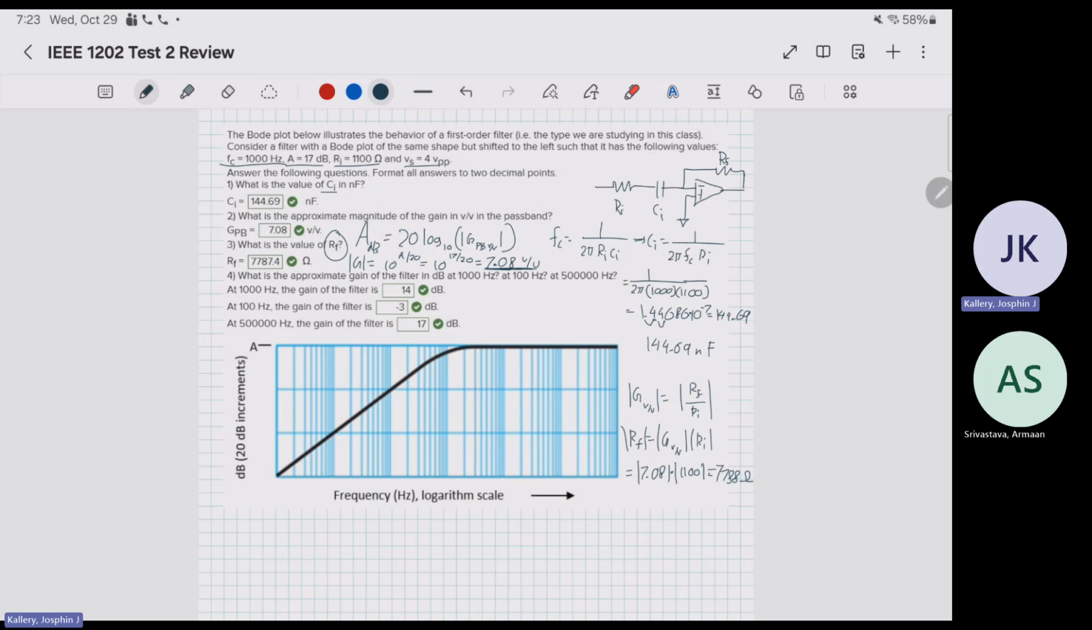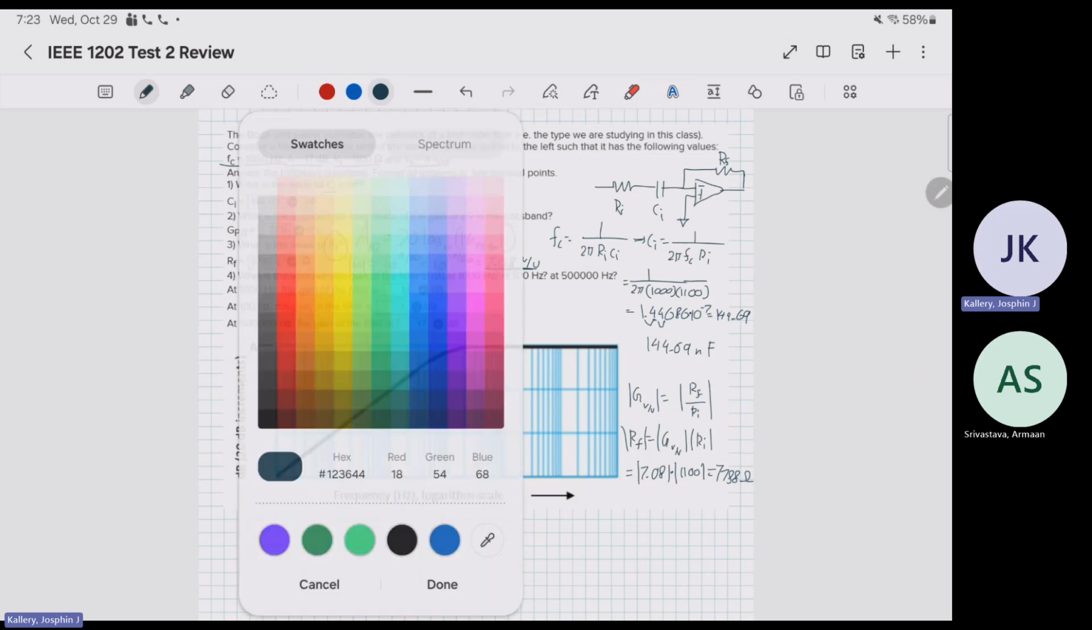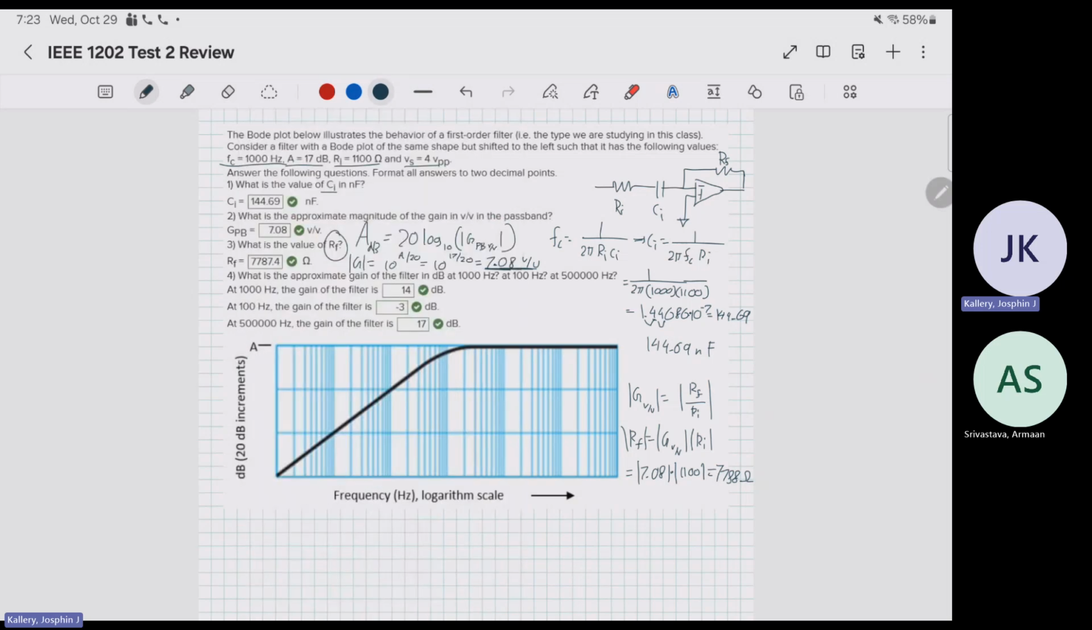Okay, now we get to gain at different frequencies. So once again, I'll just mark the cutoff frequency. Let's say this is 1,000 hertz. Okay, so we're asked, what is the gain at 1,000 hertz? So once again, the gain at the cutoff frequency in decibels will just be your passband gain minus 3. So it'd be 17 minus 3, which is 14. That's how we get 14.